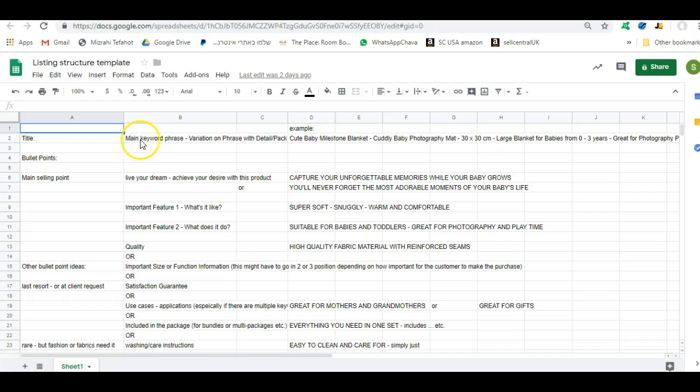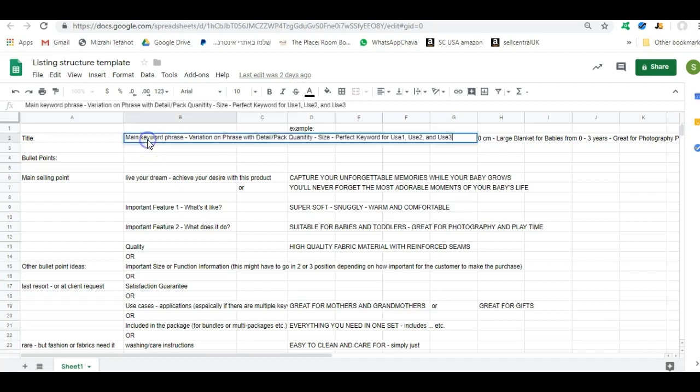I don't actually refer to this template while I'm writing listings, but it's generally what I try to follow. I put the main keyword phrase you want to target right at the beginning of the title. Sometimes I'll put the brand first, but it really depends on the type of product. Then I'll use a variation of the main keyword or product title. For example, if I use that first crossbody bag, then in the second part I might say handbag or I might say purse.